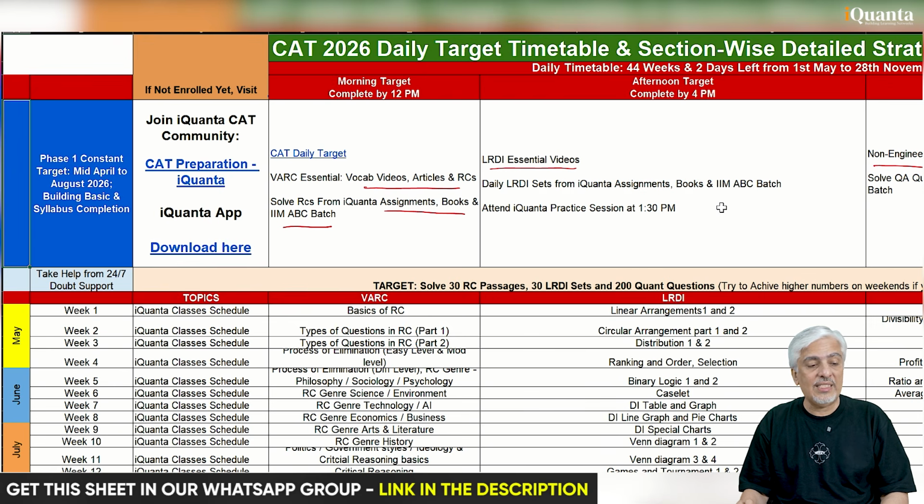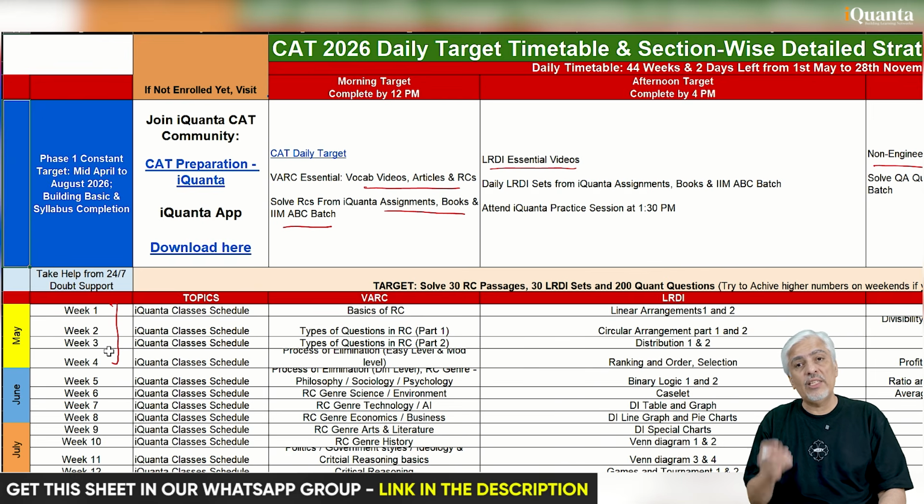Now, let's start. This is again for the batch which has just started. What will they do? Like the batch which started on 30th April, what will they be doing in the first 4 weeks? A lot of people keep asking me, sir, will we have a timetable? Yes, you will get your regular daily timetable or a weekly timetable, but here I'm giving you a 6 months timetable. What will you do in the next 6 months?